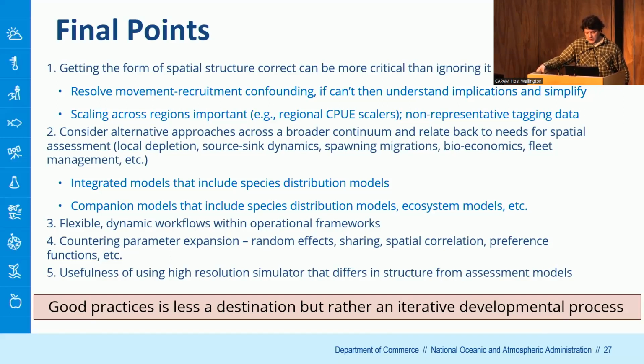And there's a whole host of things that we can do in terms of things like random effects, parameter sharing, using spatial correlation to our advantage, and preference functions and things like that. The usefulness of using a high resolution simulator, like the one we did for the spatial experiment, I think is really an important thing that we could come from this meeting with.